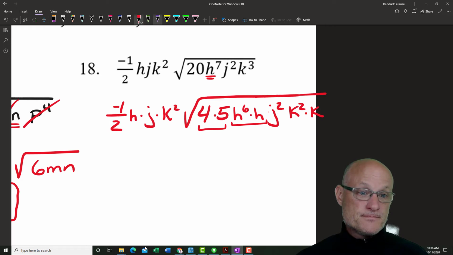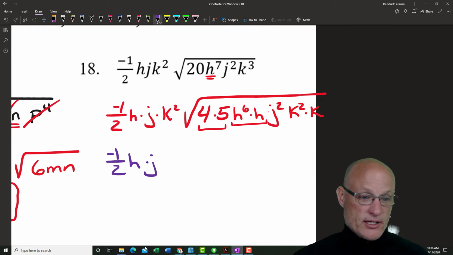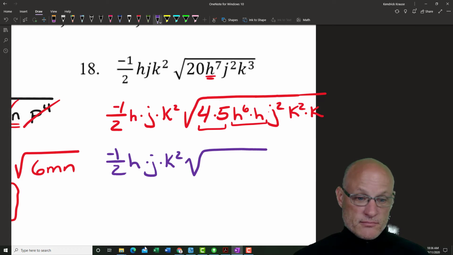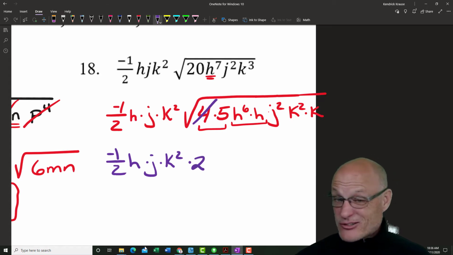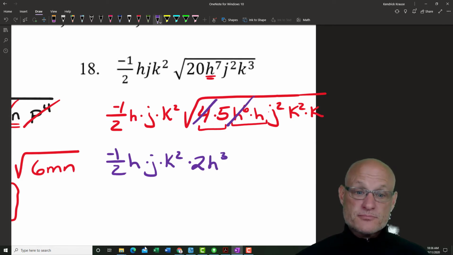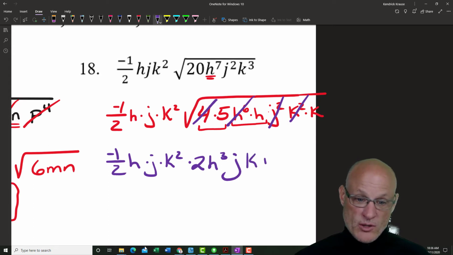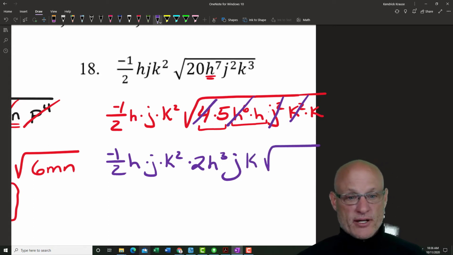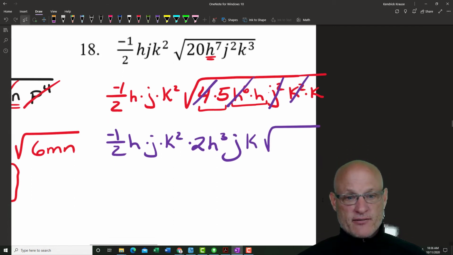All right. So negative 1/2 h to the 6th times h times j squared times k squared times k, square roots of 4 times 5. So now we're going to take the square root of 4. That's 2. We can't take the square root of 5. I don't know the square root of 5. Square root of h to the 6th is h cubed. Can't take the square root of h. The square root of j squared is j. And the square root of k squared is k. And then what do we have left over that we didn't take out? Is 5, h and a k, I think, right? 5 and h and a k.